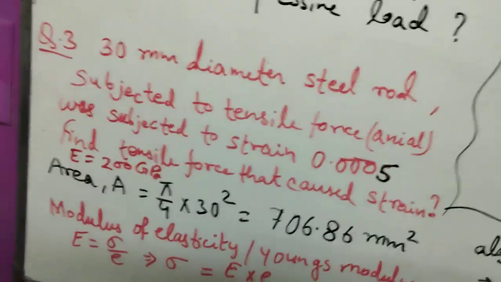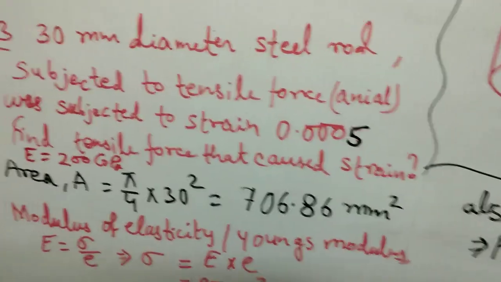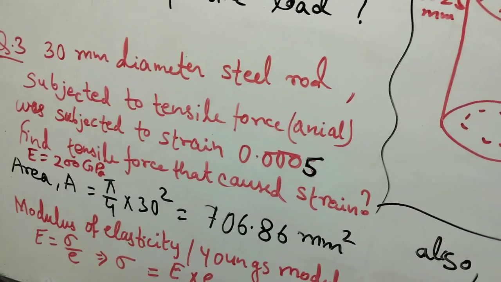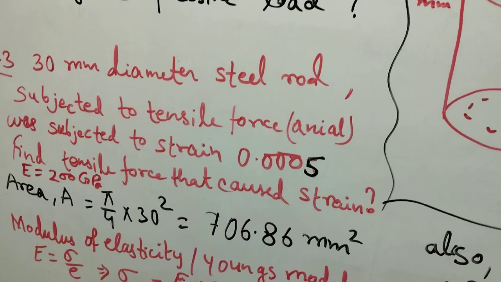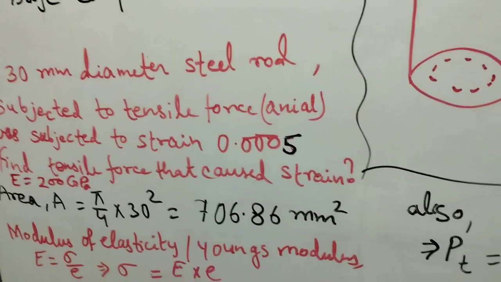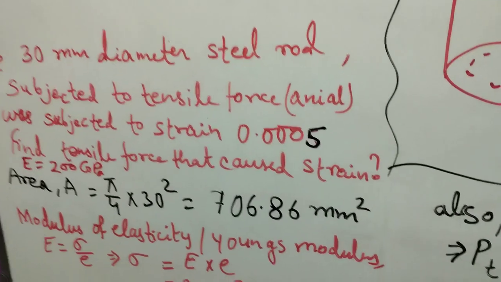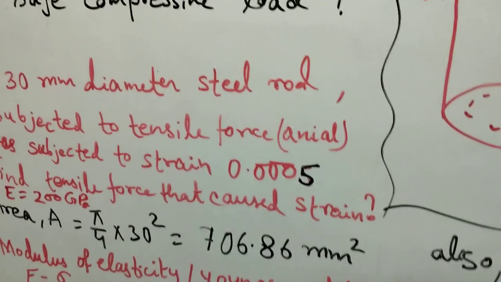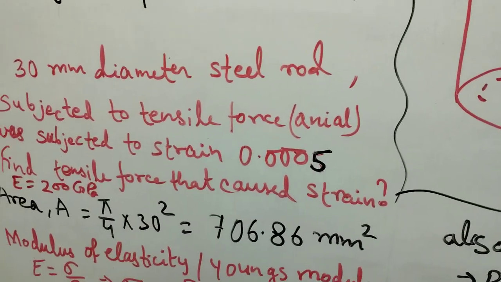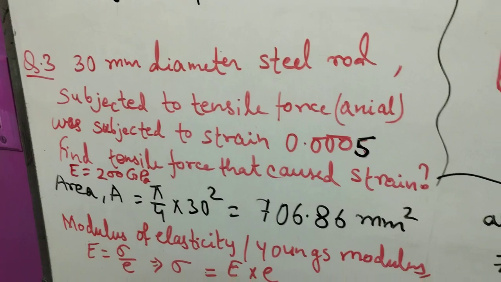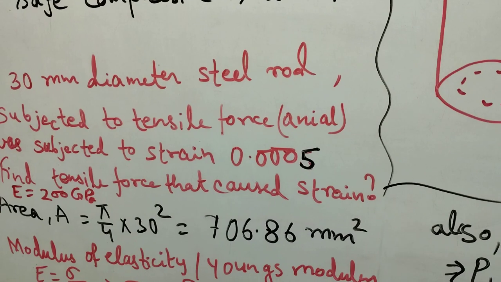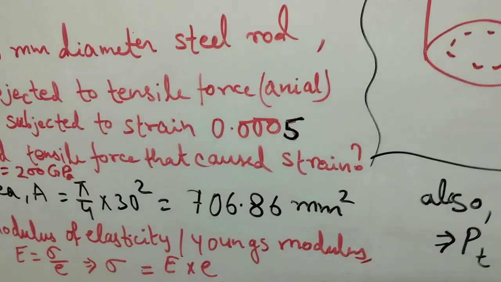Go to question number 3. This is a 30 mm diameter steel rod subjected to a tensile force, an axial load, and the rod is subjected to strain. When the axial load P is applied, the strain is 0.005. In the question, the value of the modulus of elasticity is 200 GPa, or 2 into 10 to the power 5 Newton per millimeter square.